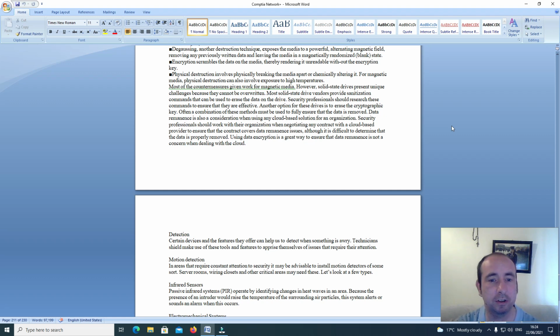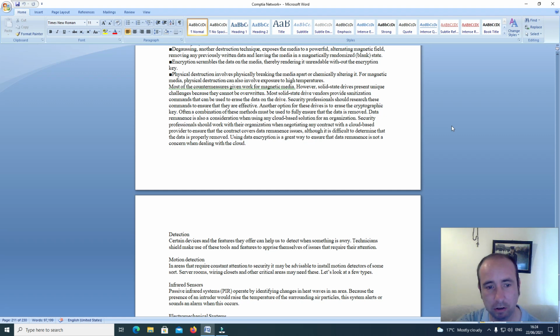Most of the countermeasures given work for magnetic media. However, solid-state drives present unique challenges because they cannot be overwritten. Most solid-state drive vendors provide sanitation commands that can be used to erase data on the drive. Security professionals should research these commands to ensure they are effective. Another option for these drives is to erase the cryptographic key. Often a combination of these methods must be used to fully ensure that the data is removed.